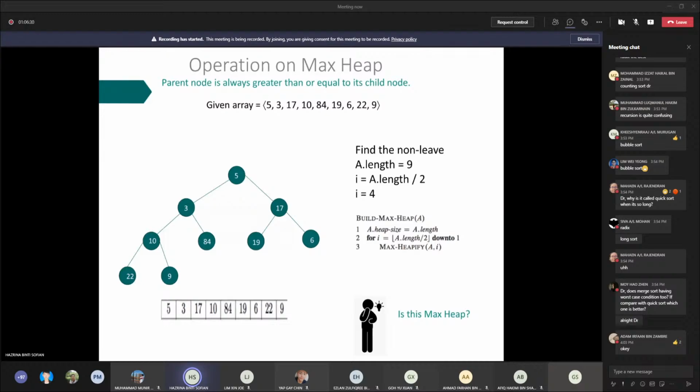Okay, let's have one example to build a max heap. For the max heap, the parent node is always greater than or equal to its child node. Okay, give me 2 minutes. I need to be away.